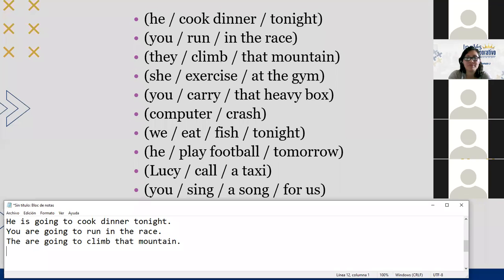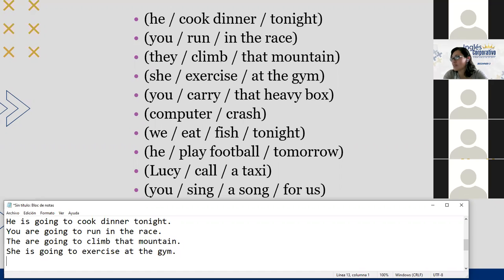Okay, the second, she is going to exercise at the gym. Very good. She is going to exercise at the gym. Muy bien. Excellent. What's next?